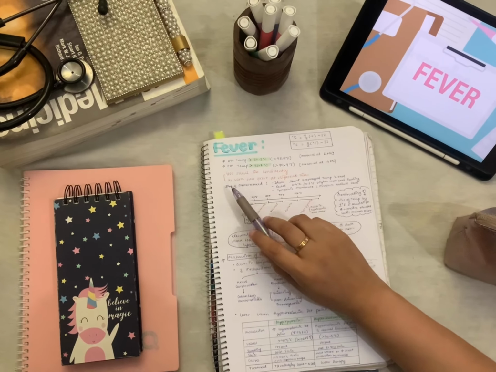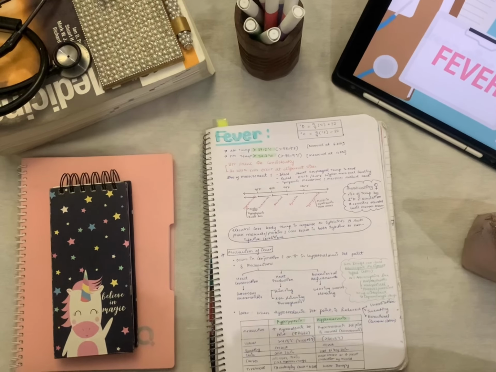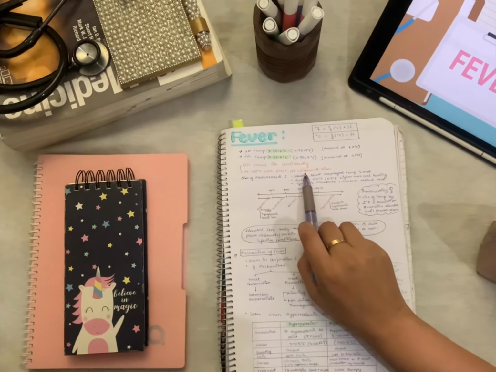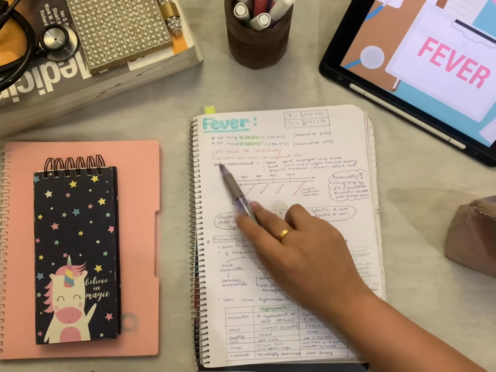Central sites and peripheral sites give you different readings, so we have to be consistent with the site. Number one. Number two, variation can occur at different sites, which is why we take the same site. Now, what are the sites of measurement?